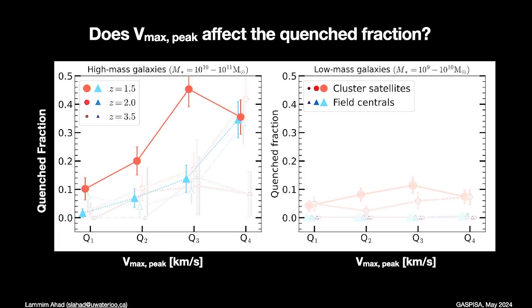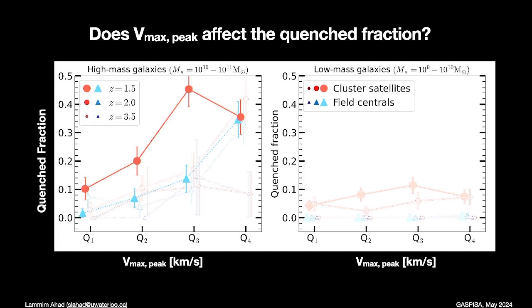Now, how does that connect with the observations we saw in GoGreen, for example, that cluster satellites were already quenched at higher redshift? Is that because similar processes are probably already quenching the cluster satellites and field centrals at this stellar mass and halo mass regime? So it doesn't really matter which environment they are in.